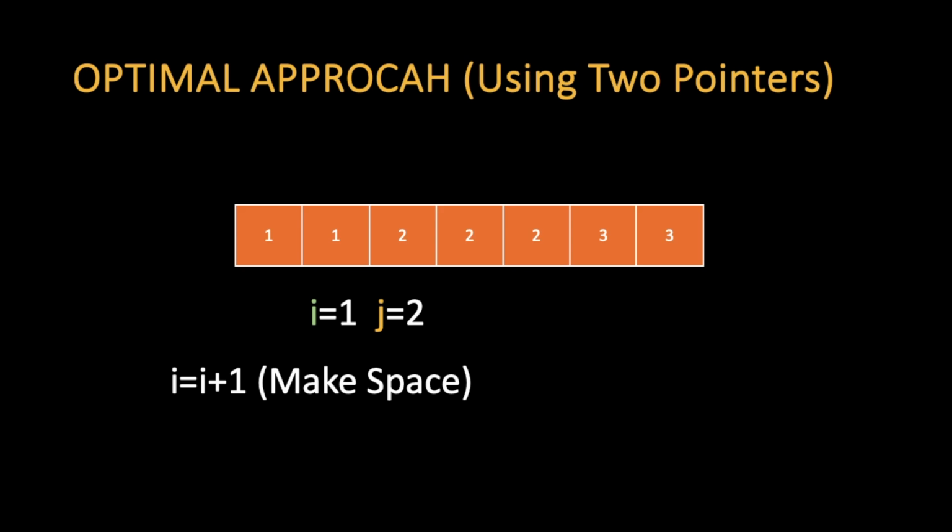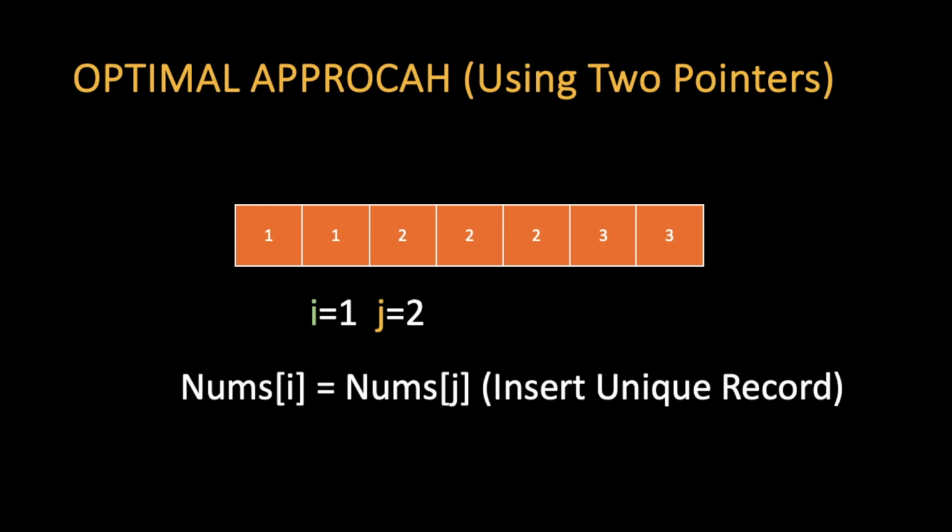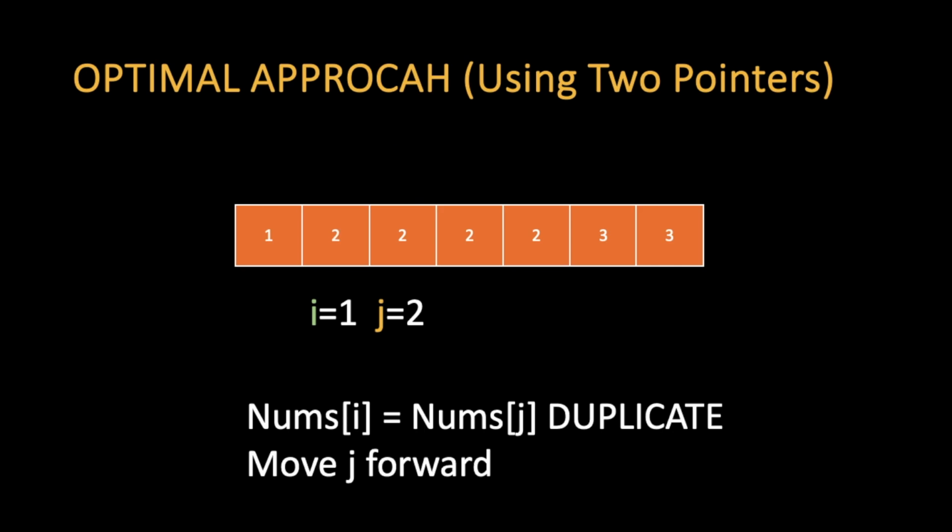So we have created one space. Now what we'll be doing, we'll be moving the unique element, that is 2, at this index. So nums of I will now be containing nums of j. So the 2 will come in place of 1. After we bring back 2, now our array will look like 1 2 2 2 2 3 3. Now our I is at first index and j is at our second index.